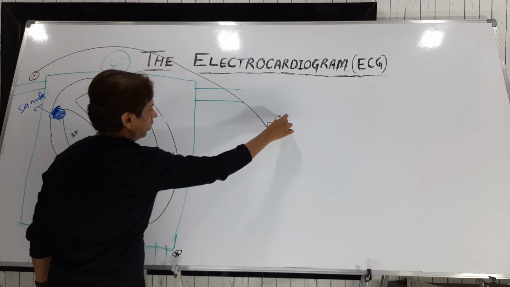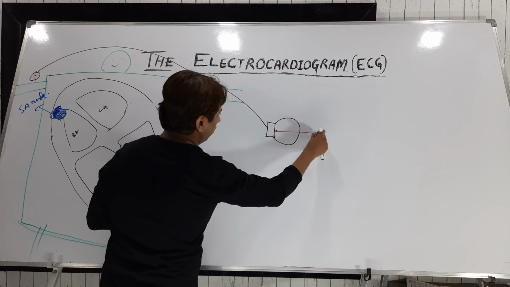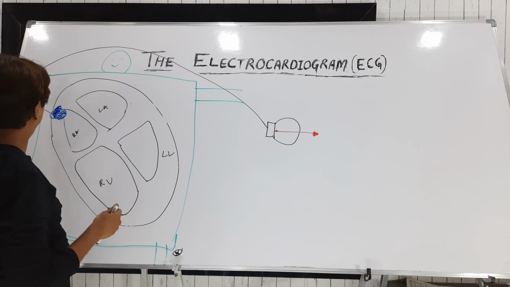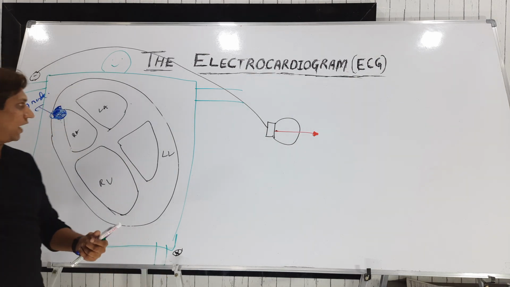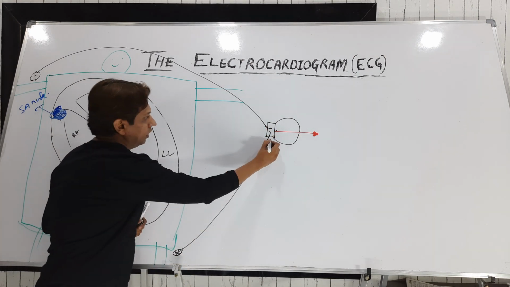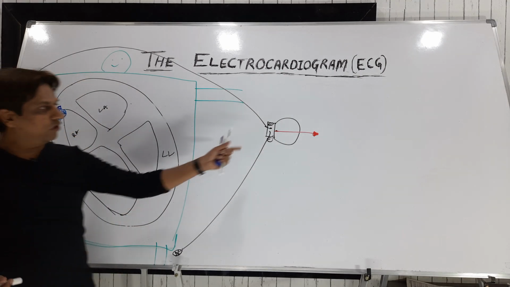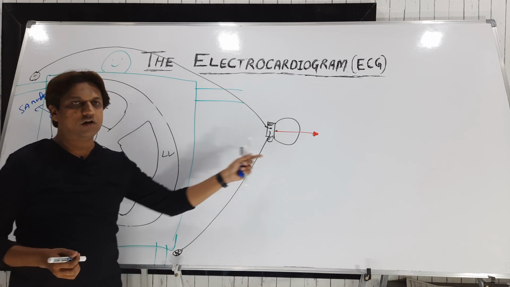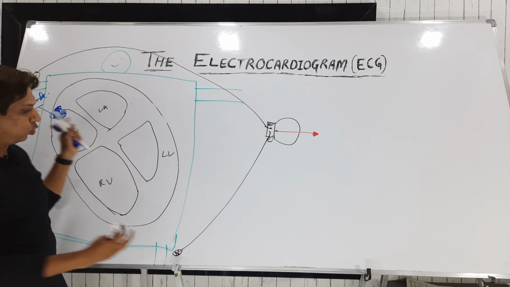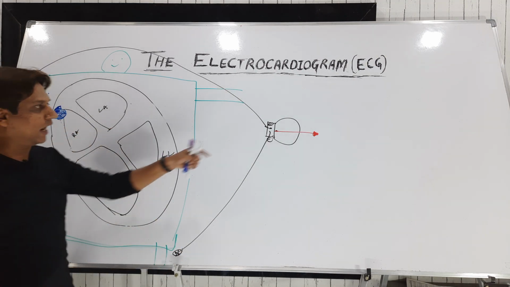The galvanometer will record the potential differences. It has a pointer, and over this pointer there is certain ink placed to write. So the negative electrode is on the right arm and the positive electrode is on the left leg. Now this galvanometer is basically the ECG machine, which will record the electrical activity of the heart by placing the electrodes on the surface of our body. We place two electrodes on the surface of our body, and it will record the electrical activity in between these two electrodes, recorded by a galvanometer.